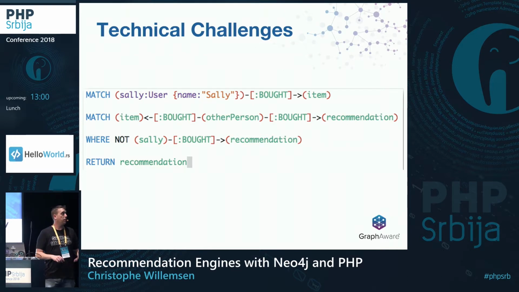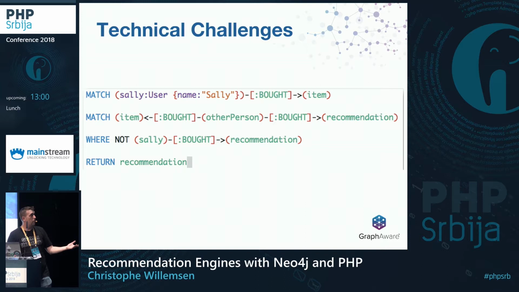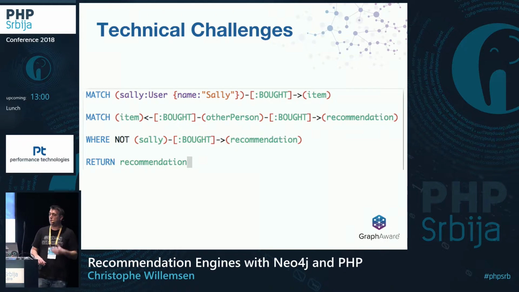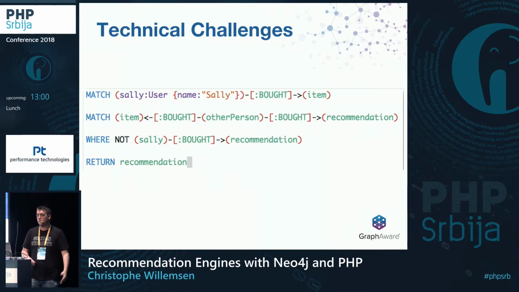This is the query that would say, okay, find me Sally. She bought an item, match other persons that also bought this item. What did they buy else that Sally didn't buy yet? Return results.